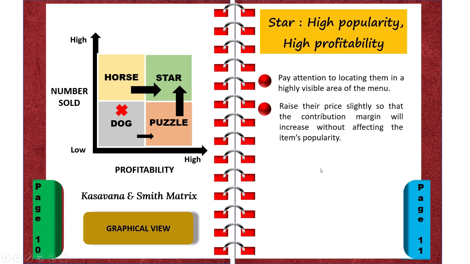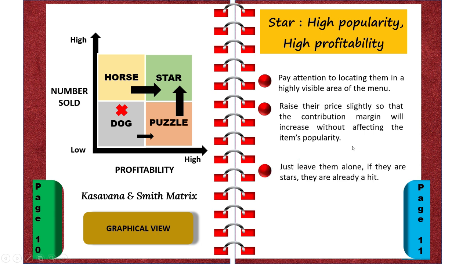Another decision that can be taken is to raise their price slightly so that the contribution margin will increase without affecting the item's popularity. So we can slightly increase the price margin. However, we should also look out that because of the hiking of the price, by any chance it should not lose its popularity. So we can increase it a little bit so that it will add on to our profit, because it is already the hit item, a star category item. So that can be one of the decisions.